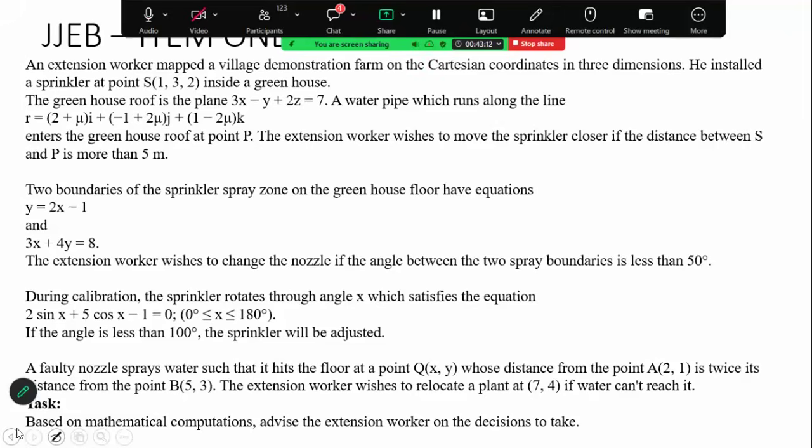Okay. Now, on this item we have another part. They went on and told us that during calibration, the sprinkler rotates through an angle x, which satisfies the equation 2 sine x plus 5 cos x minus 1 is equal to 0, between 0 and 180 degrees. If the angle is less than 100, the sprinkler will be adjusted. So what are you getting? Here they are indirectly asking you to solve for the value of x, to find out the angles you are obtaining.